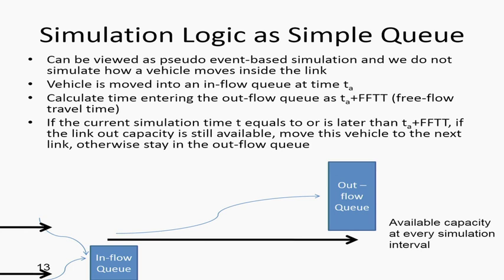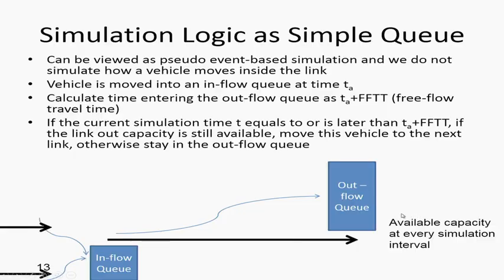In this representation, we also try to simulate the traffic flow as a simple queue. In this queue-based representation, we have the inflow queue here, and we have an outflow queue here. Typically, a vehicle will be sent to this inflow queue and then sent to the outflow queue using the free flow travel time first. If there is available capacity at each simulation interval, then this vehicle will be sent out further.